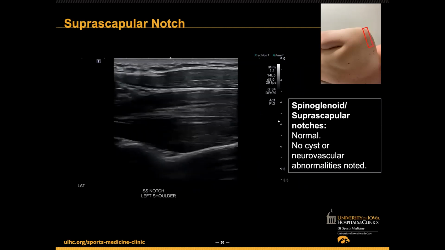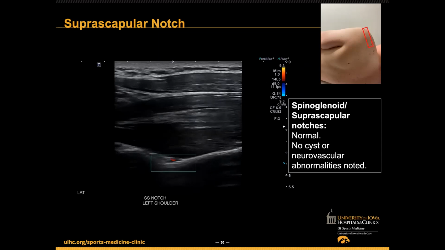And then I glide superior, oh, sorry. Yep, I forgot to make this part actually animated, I apologize. So then I glide superiorly over the scapular spine to find the suprascapular notch. Again, evaluating for any evidence of cyst, taking a look, throwing Doppler on, and making sure that what I'm looking at is actually vasculature. In this case, he had no evidence of any abnormality, no cyst. So we say for the spinoglenoid and suprascapular notches, they're normal in appearance with no cyst or neurovascular abnormality noted.